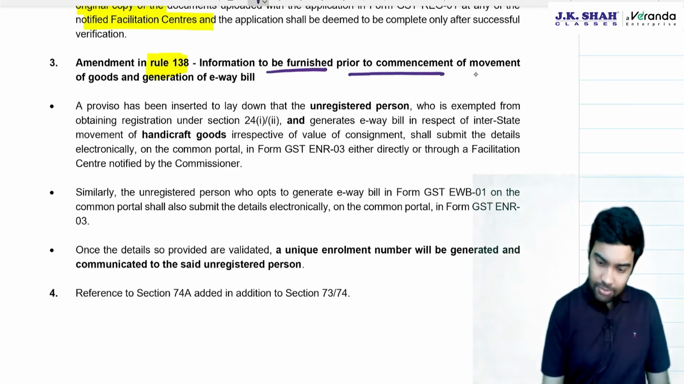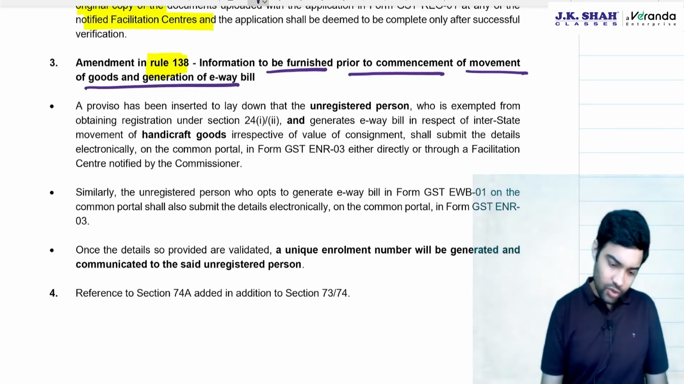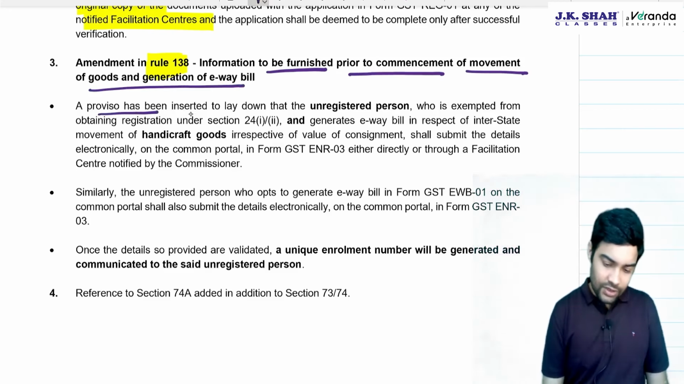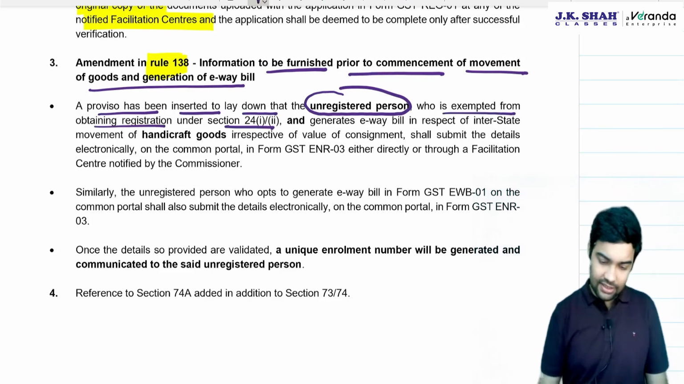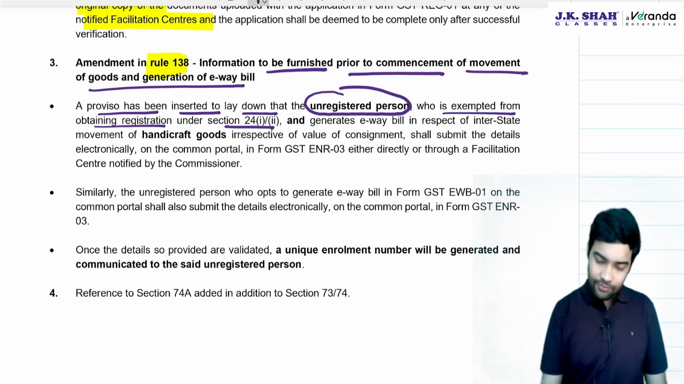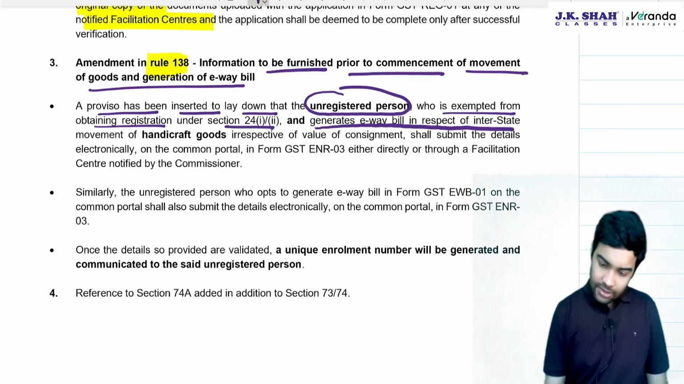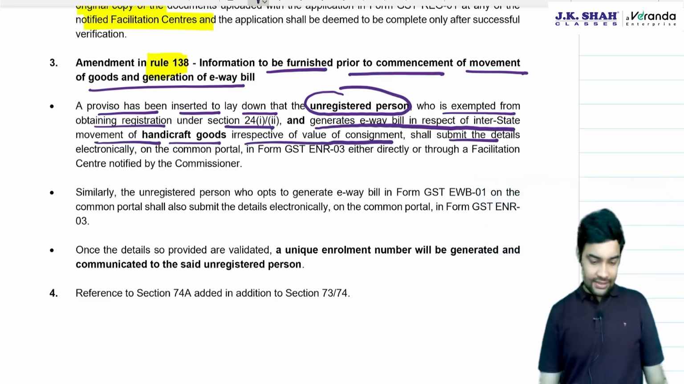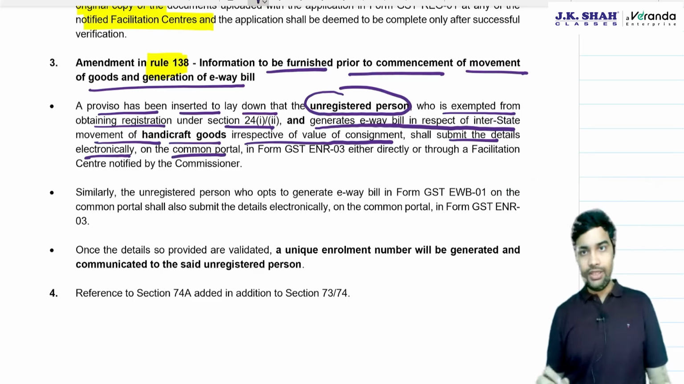Information to be furnished prior to commencement of movement of goods and generation of e-way bill. A proviso has been inserted to lay down that an unregistered person who is exempted from obtaining registration under section 24, because section 24 says compulsory registration for interstate supply, and who generates an e-way bill for interstate movement of handicraft goods irrespective of value of consignment, shall submit the details electronically on the common portal.